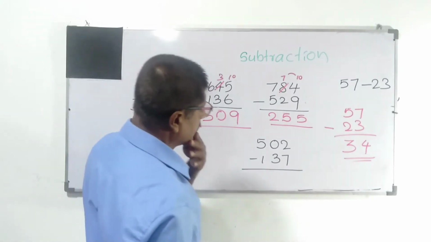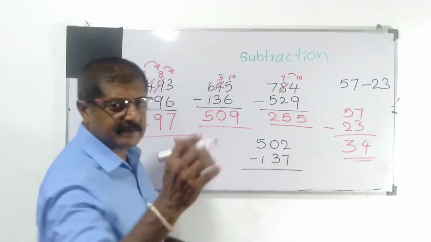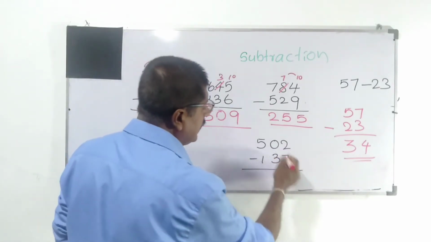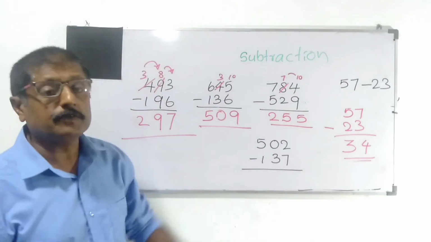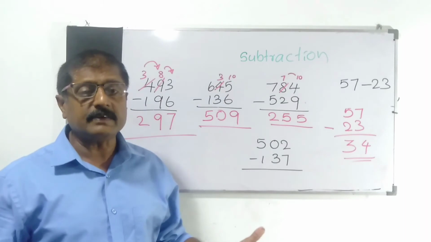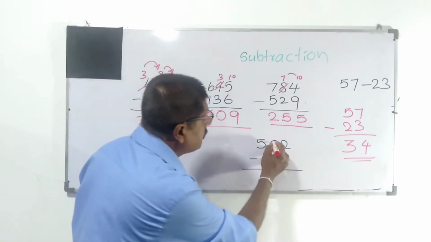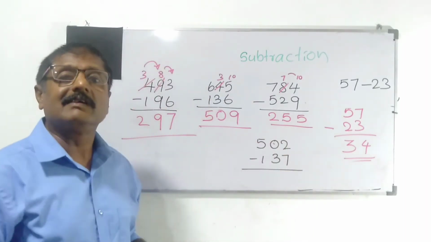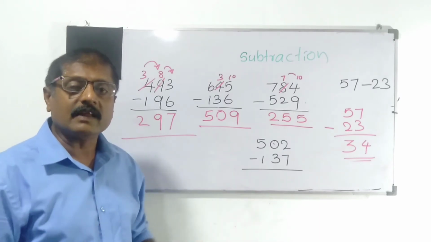And this one. In here, this is somewhat special. You can't subtract because there are only 2. From the 2 you can't subtract 2. 7. You can't subtract 7. Then you have to take 1 from here. But none is there. There is nothing.